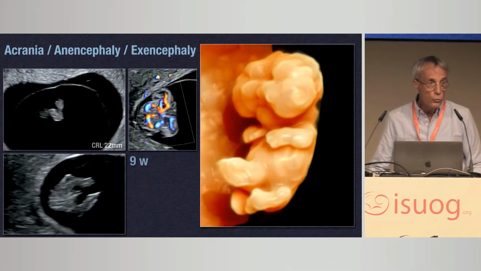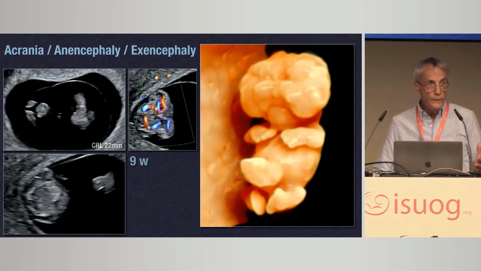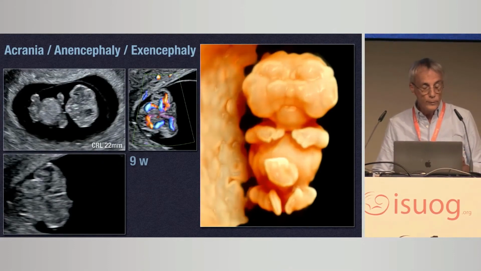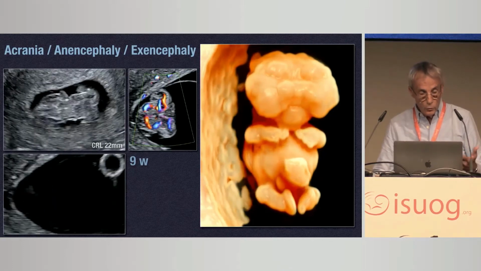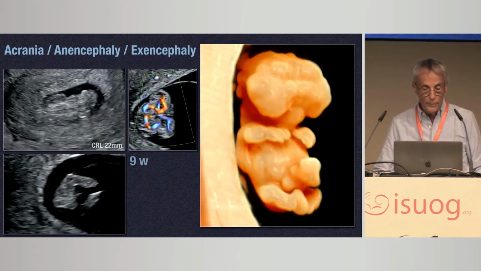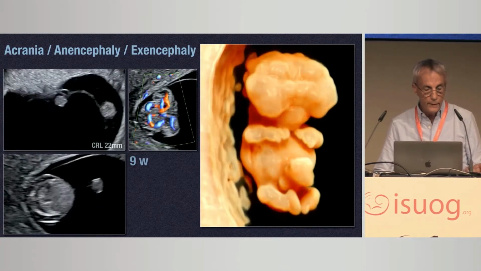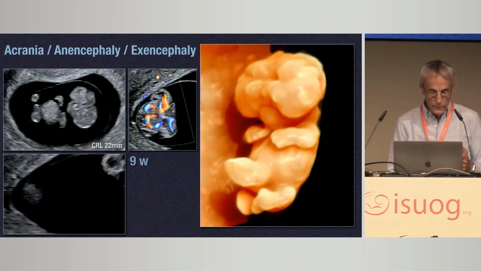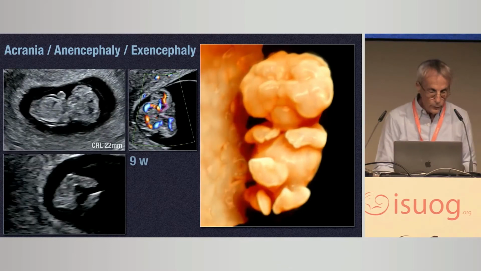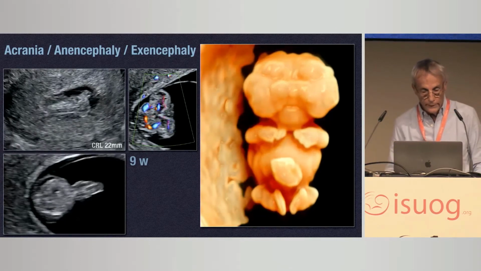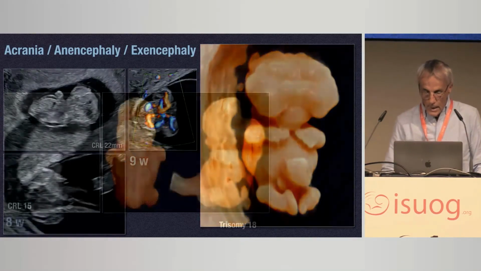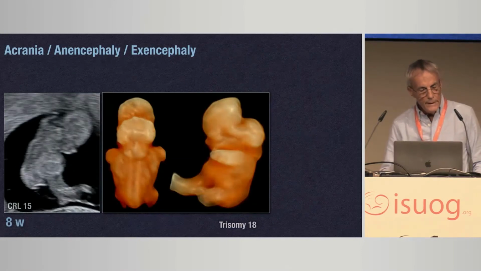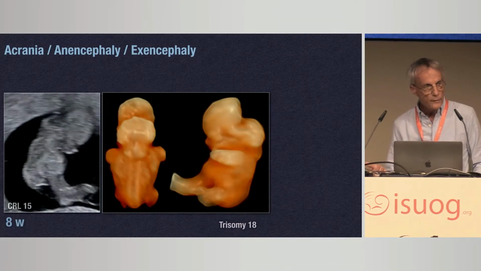Why is it important to know this anatomy? Because if you do an early scan, it's possible to see and to find some malformation. What is it? Acrania, anencephaly, exencephaly. And you can see there is an irregular shape of the head. You have no brain cavities. And you have many types of acrania, anencephaly, exencephaly.